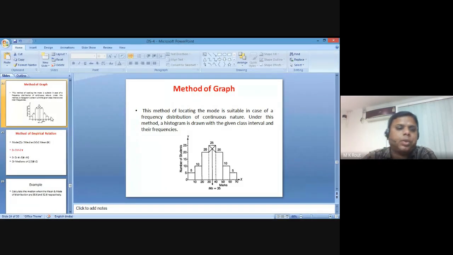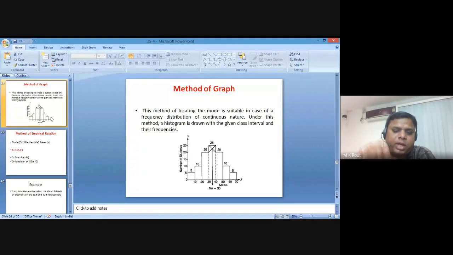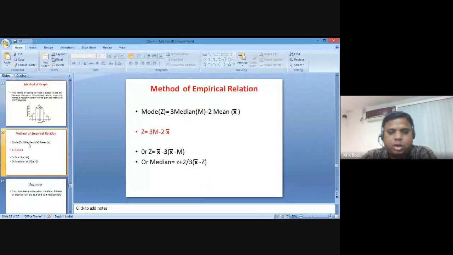Clear? Yes, sir. Only you have to identify the mid value by drawing the different horizontal lines or horizontal boxes in the histogram. After drawing the highest point, you have to identify by drawing the center lines. From that center line, you have to choose the mode. That's what is basically included in the method of graph using histograms. Okay, moving to the next one. All of you just note down.